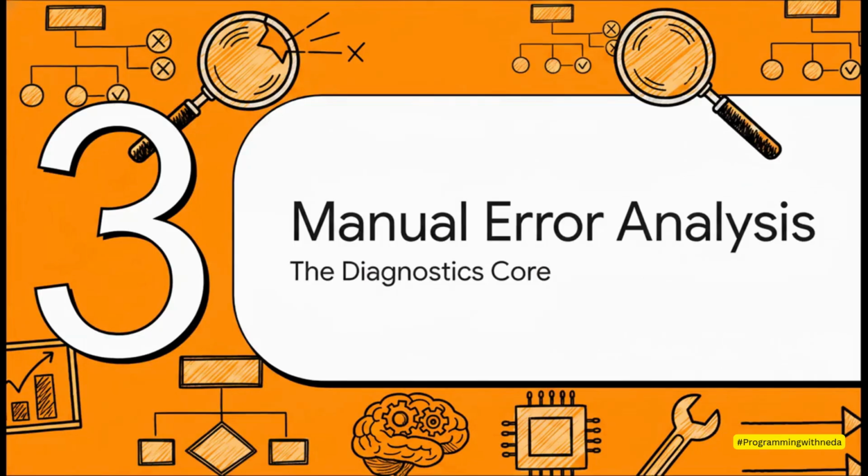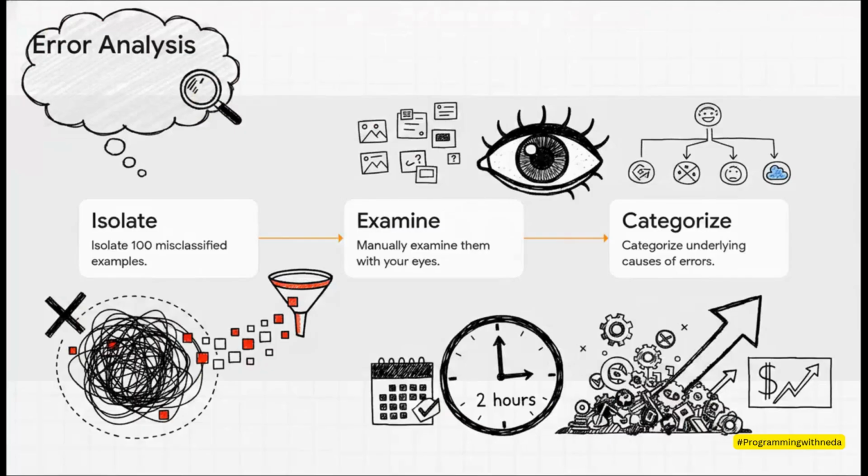Moving right along to Section 3, manual error analysis steps. This right here is the absolute diagnostic core of our masterclass today. I'll be honest, this is the tool that so many engineers try to skip. Why? Because we'd much rather write complex, clever code than sit down and manually stare at data. But here is the tangible, 3-step manual process you absolutely must insist on.